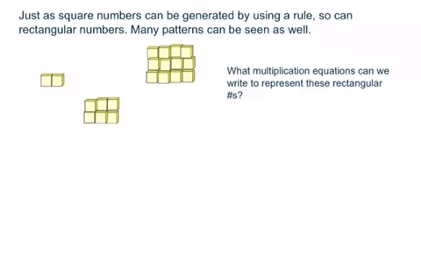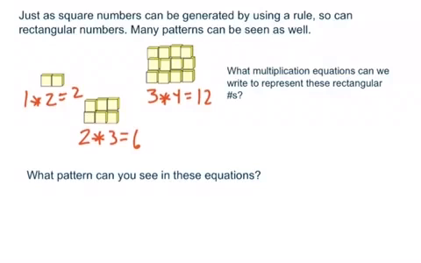Okay, so just as square numbers can be generated by using a rule, so can rectangular numbers. Many patterns can be seen as well. So to help you get started on that thinking, what multiplication equations, now notice I said multiplication equations, can we write to represent these rectangular numbers? So draw these in your notebook, or if you have space up where you drew them already, jot down underneath it a multiplication equation that would represent it. All right? After you have that done, come on back.